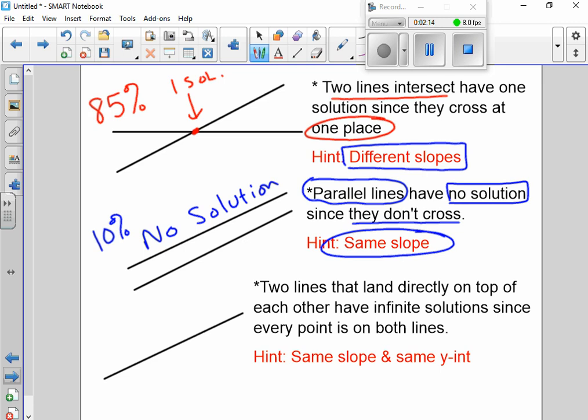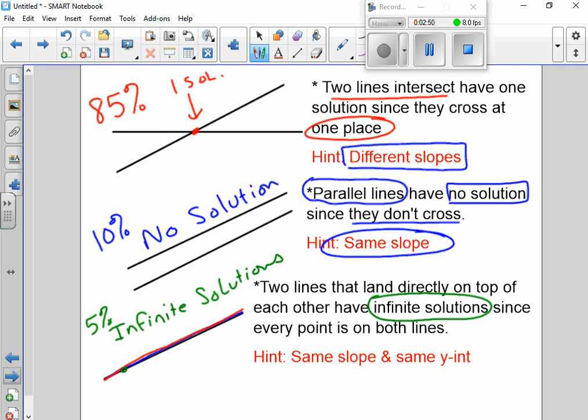And then last but not least, you have two lines that land directly on top of each other when you graph them. The lines land in the same exact spot. Well, what we say there is that they have an infinite amount of solutions. This is what infinite solutions will look like. And that'll be that last 5%. This is when that will kick in.